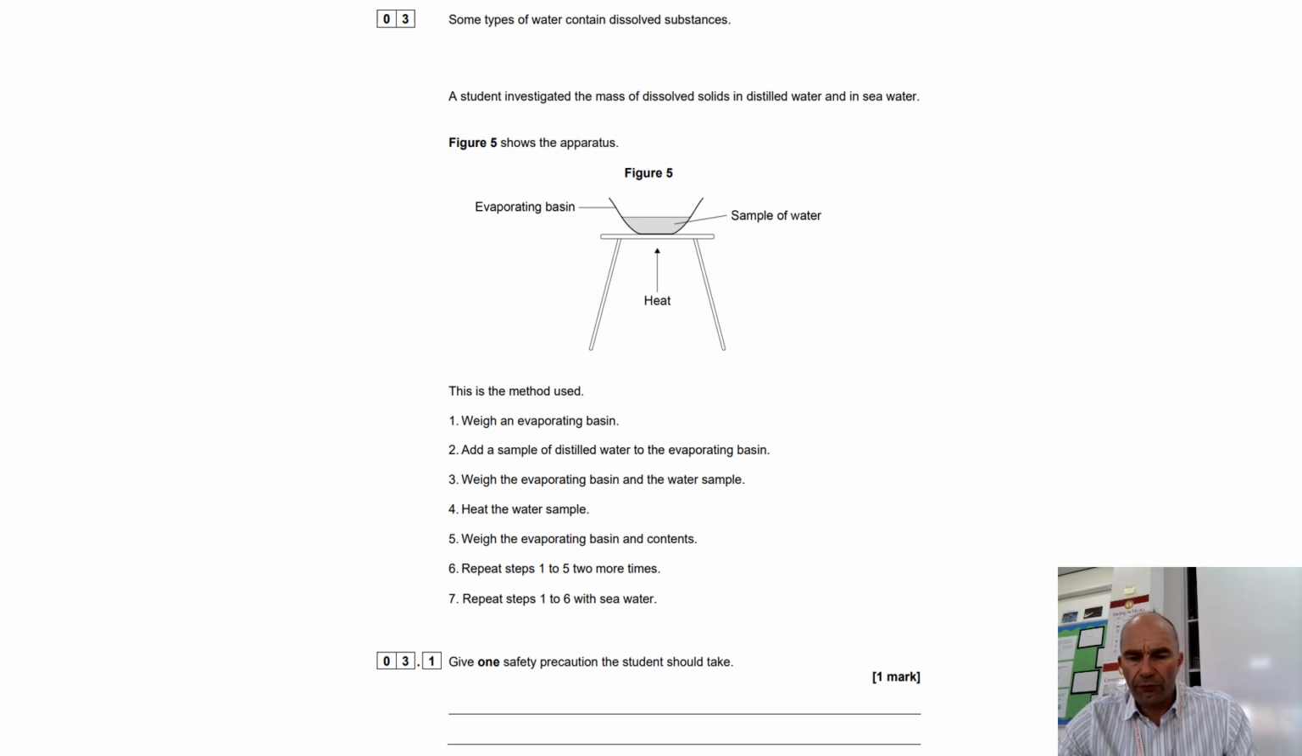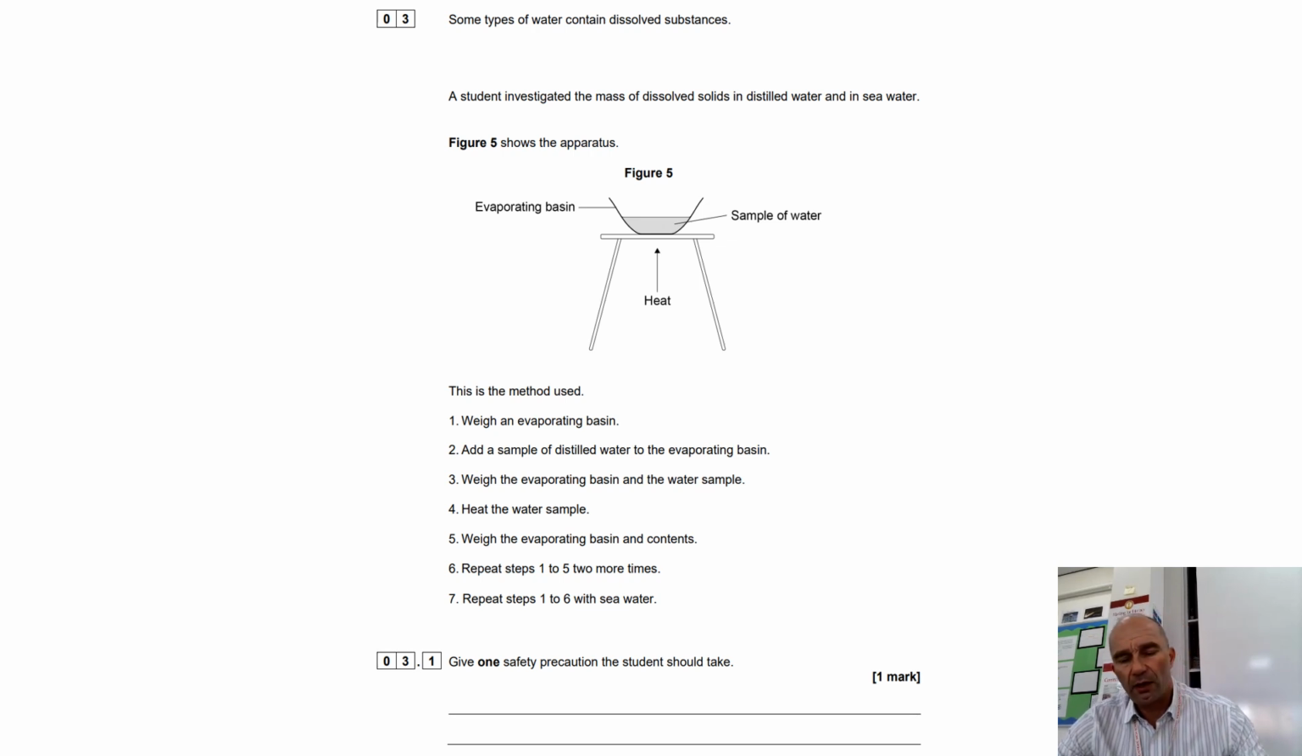Now, question 3, we're looking at water and the dissolved substances it contains. We've got some apparatus to compare the mass of dissolved solids in distilled water with those in seawater. So we've got the whole method there. Give one safety precaution the student should take.